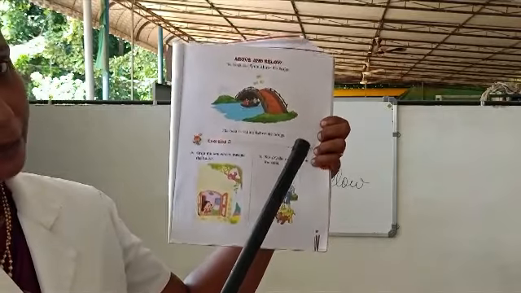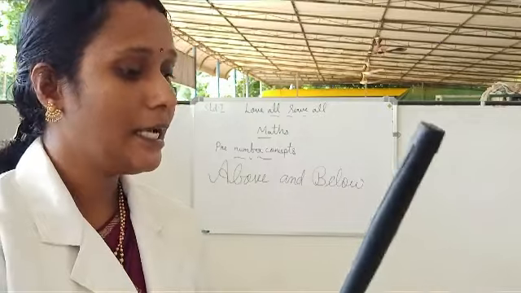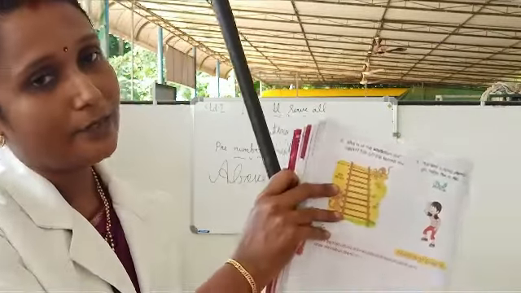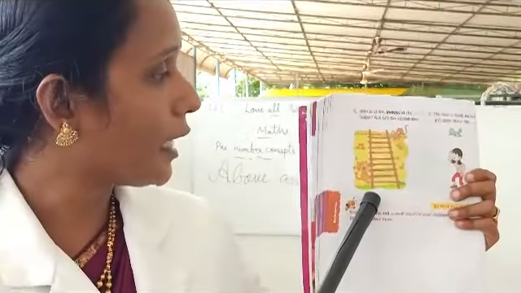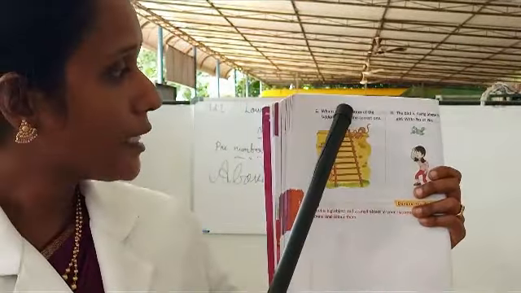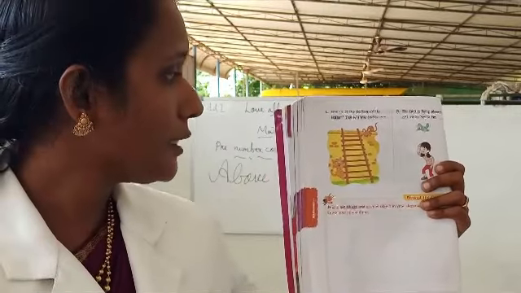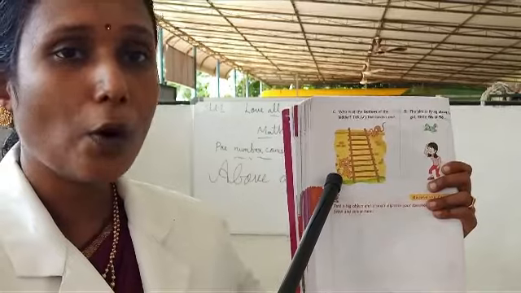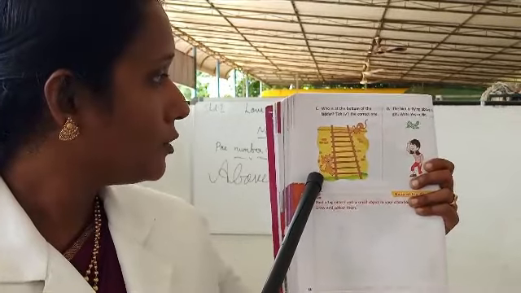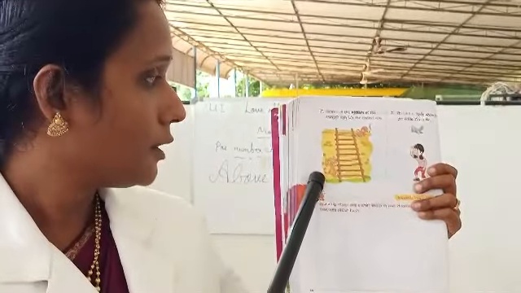Take the next page, page number 68. Look at the figure. Who is at the bottom of the ladder? And tick the correct one. The cat is at the bottom of the ladder. So, tick the cat. Tick here.